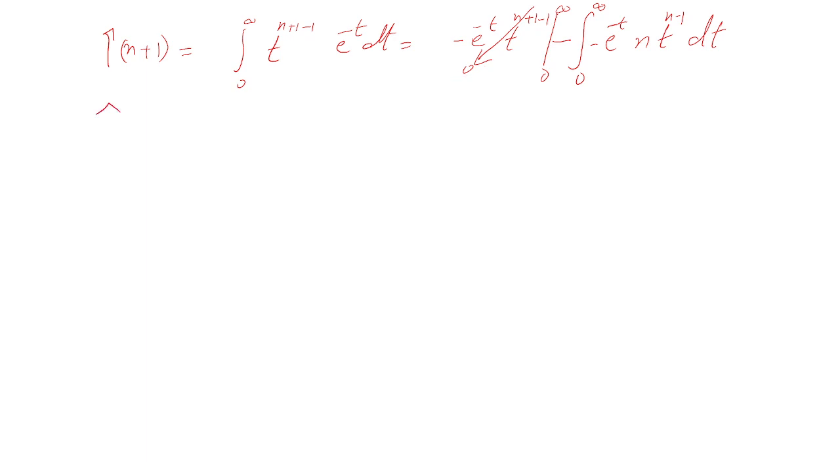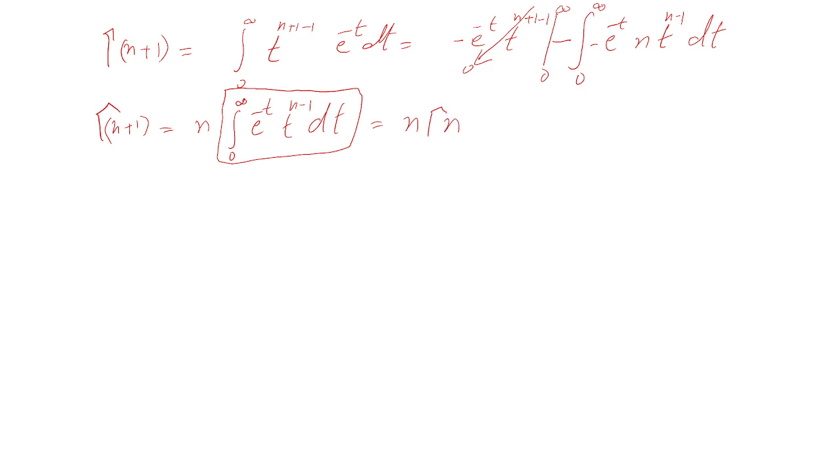So what do I get? I get gamma n plus 1 is equal to n times the integral from 0 to infinity of e^(-t) t^(n-1) dt. But we see that this is equal to gamma n. So this is n into gamma n. Okay, this is relation 1.